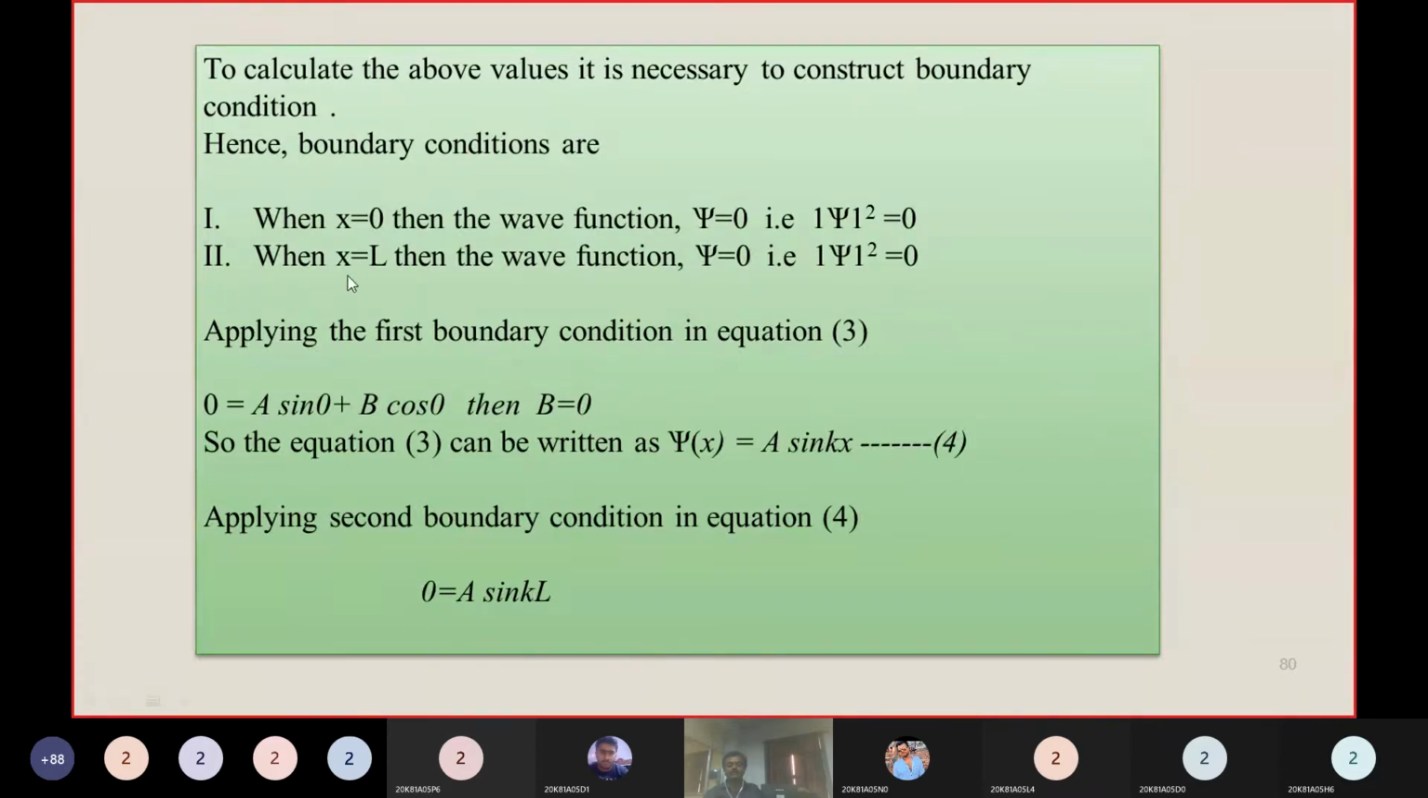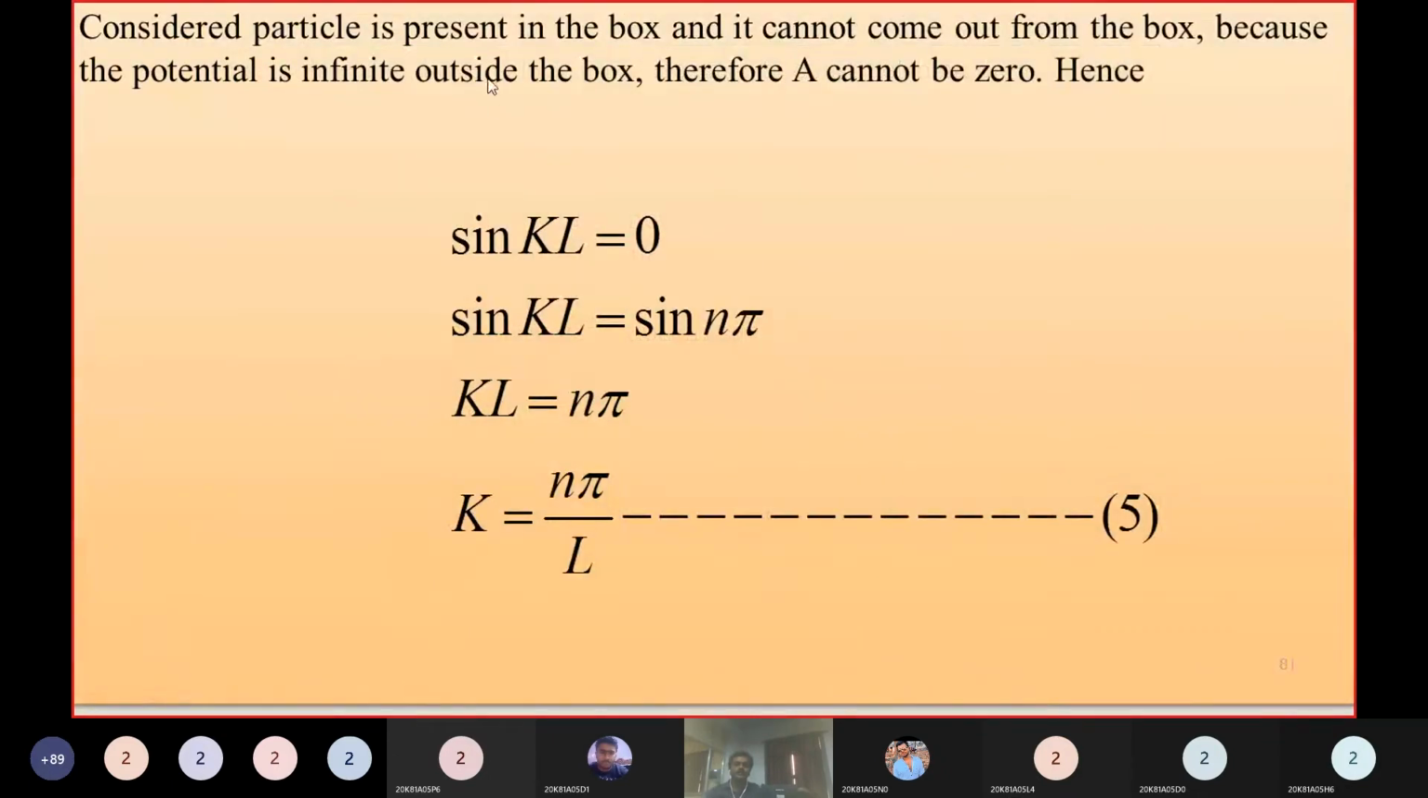If you apply the second boundary condition, equation 4 will become A sin KL equal to 0. So from this equation, we cannot write A equal to 0, because A is a constant. So this function, sin KL, should be 0.